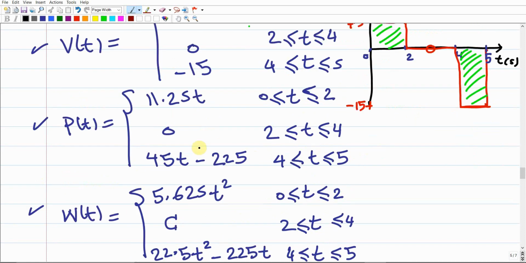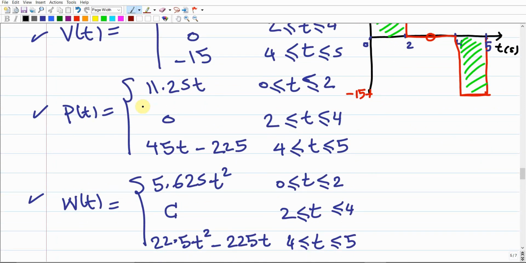Now let us move to the power. The power function, as you can see, is a linear function. This is 11.25 t, and this is 45 t, negative 225. So all of these are linear functions except this one, which is just a constant function. So even the power function is very simple, and we can plot this function as we did before in the previous meeting. So this is the time in terms of seconds, and this should be the power in terms of watts. This should be the unit of the power.